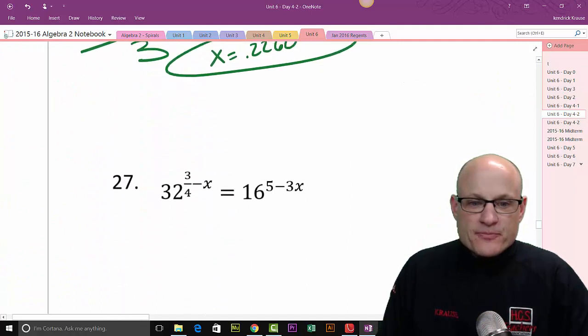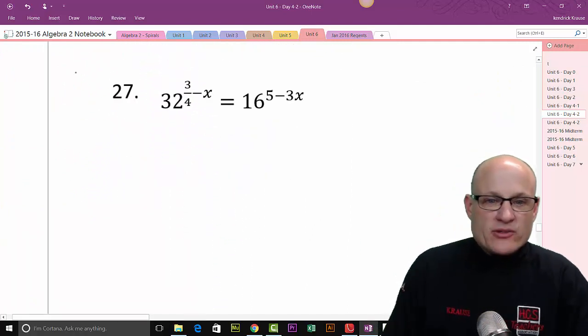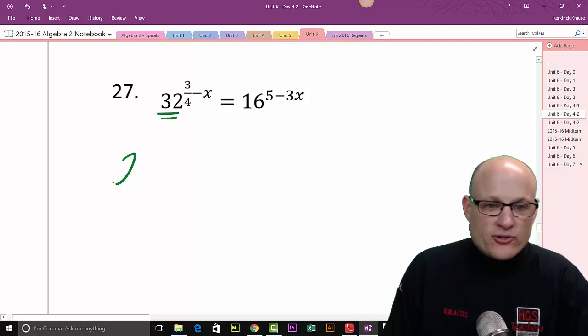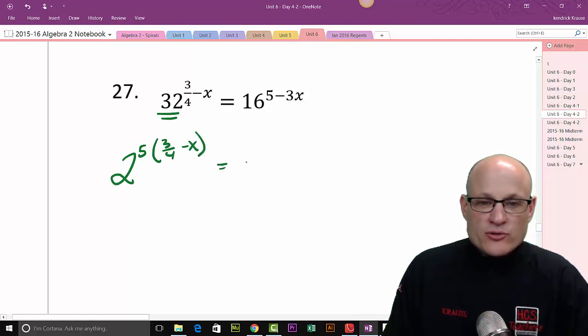The last page is easy too. All right, here we go. These are fun. I like these ones. Now we're going to change the bases. So I'm going to make this a 2. So that's 2 to the 5th times 3/4 minus x equals 2 to the 4th times 5 minus 3x.